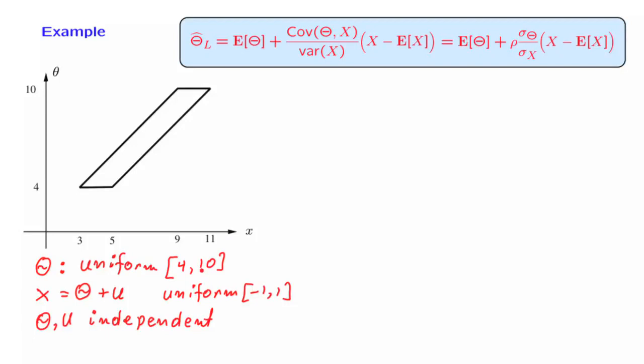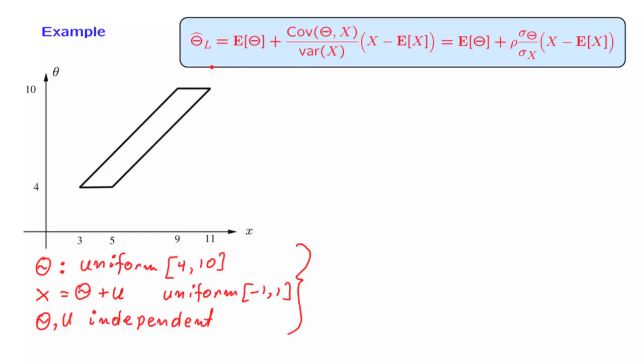These modeling assumptions correspond to this picture. This is the range of x and theta, and the joint distribution of x and theta happens to be a uniform distribution on this particular shape. However, we're not really going to use this picture other than for illustration purposes. You could take just this as the formulation of the problem that we're interested in.